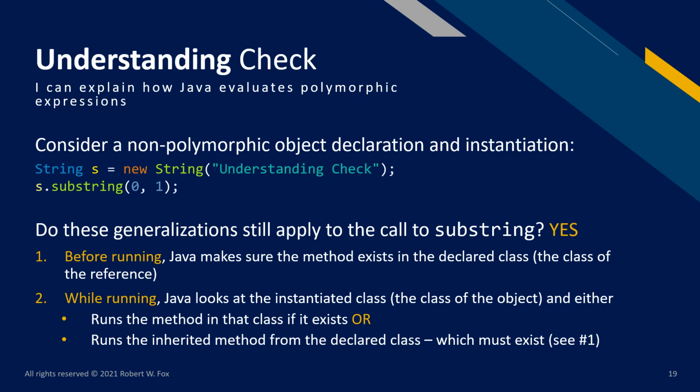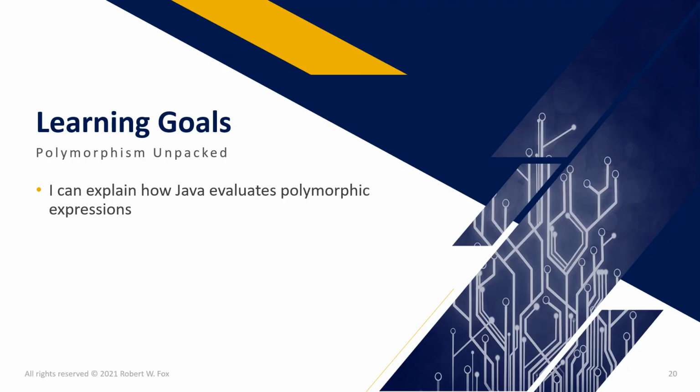Then while running, Java looks at the instantiated class, the class of the object, which is also string, and either runs the method in that class or it runs the inherited method. Now, inheritance doesn't apply here, so bullet point 2 is off the table. But it will run the method in that class, and oh, by the way, we already know that that method exists because Java already checked it before running. So it's the same thing, but when there's only one class in play, it's just a lot simpler. Now that you've watched this lesson, you should be able to explain how Java evaluates polymorphic expressions.